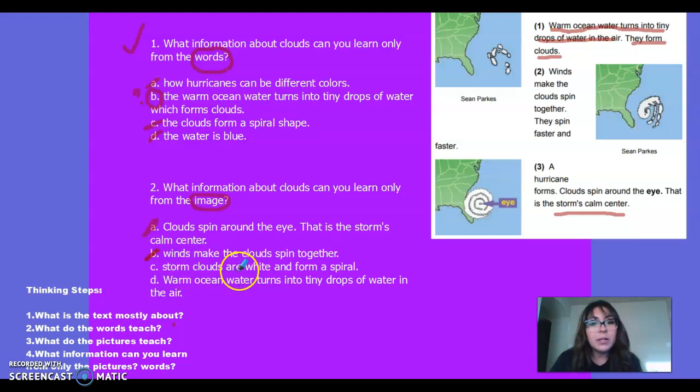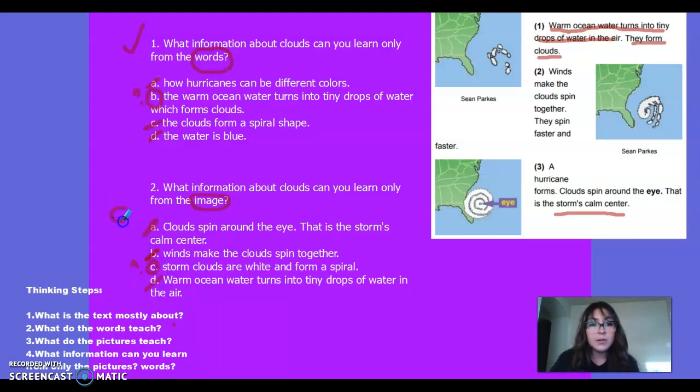C, storm clouds are white and form a spiral. Can I find that information in the picture? Think about it. Yeah, I can see that the clouds are white and I can see that they're forming a spiral or circular shape. So I'm gonna put a magic maybe next to C. D, warm ocean water turns into tiny drops of water in the air. I can't find that information in the pictures. So I'm actually gonna go ahead and cross that one off. The best answer is C.